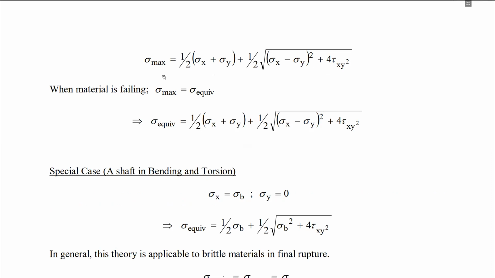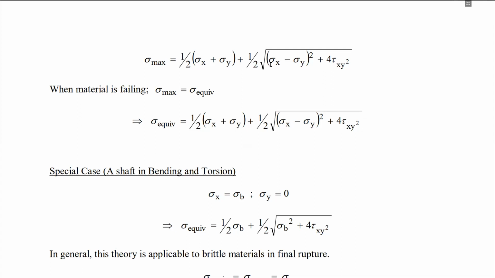So here we have the maximum normal stress equal to 1/2 of (σx + σy) plus 1/2 the square root of (σx minus σy) squared plus 4 tau squared, where tau is the shear stress in the XY plane. When the material is failing, the maximum normal stress is equal to the equivalent normal stress, which will therefore be equal to that equation.